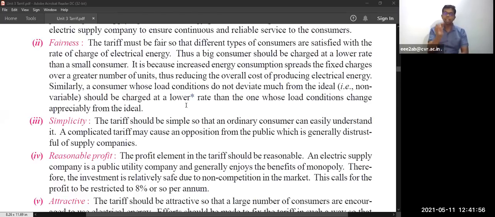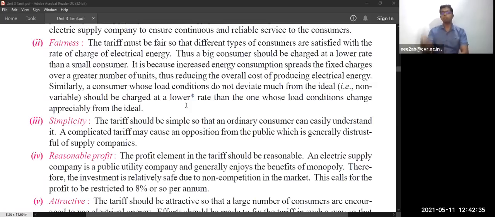Okay, understand it. It should be very, very simple. Even if you ask an ordinary customer about the tariff, they should be able to tell. Okay, this is the tariff: 100 units, no amount. After 100 units, up to 200 units, whatever the extra is, only that we have to pay. It should be simple and easily understandable, so that everybody can understand. Even a small child should be able to tell what the tariff rate is.